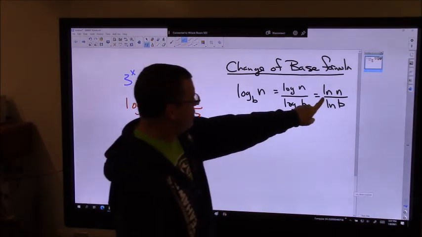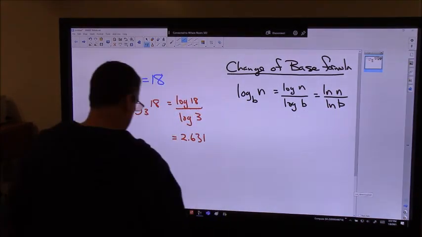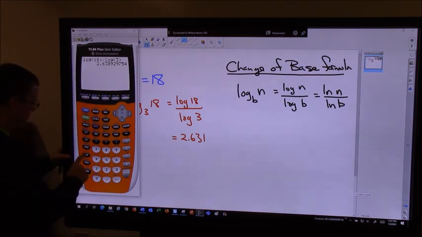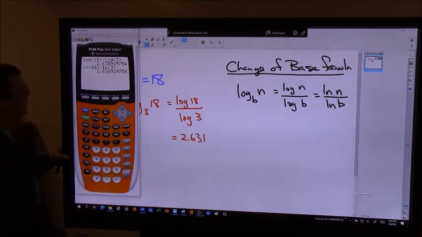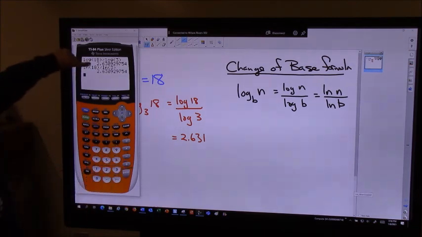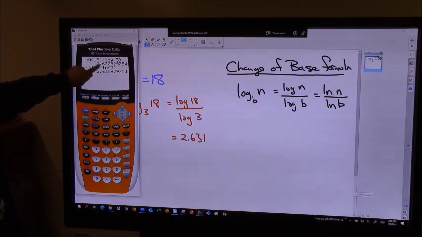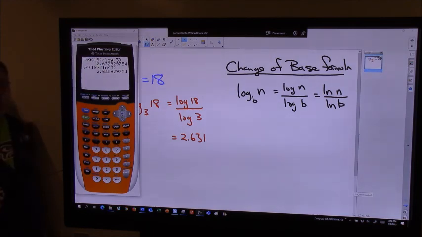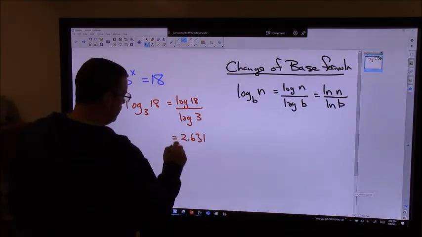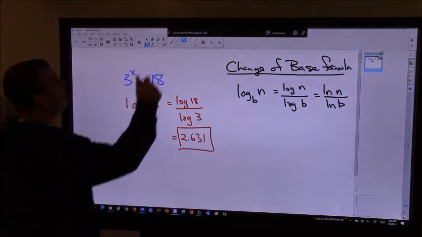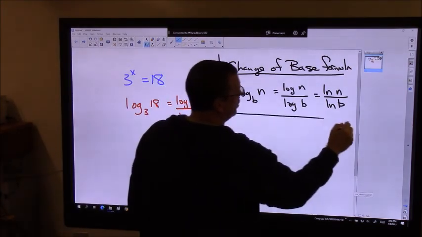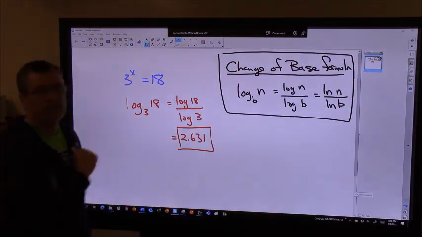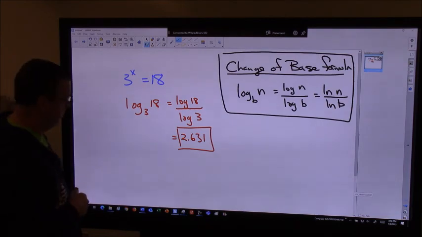Now, let's just double check and see if this also works. If I do the natural log, so the natural log of 18 divided by the natural log of 3, that also produces that exact same answer. So you can see one of them here, here's the other. Digit for digit, they're all the same, all the way across. Okay? So this is called the change of base formula. That'd be a good thing for our note card, right? Okay, those kind of things can go on the note card.